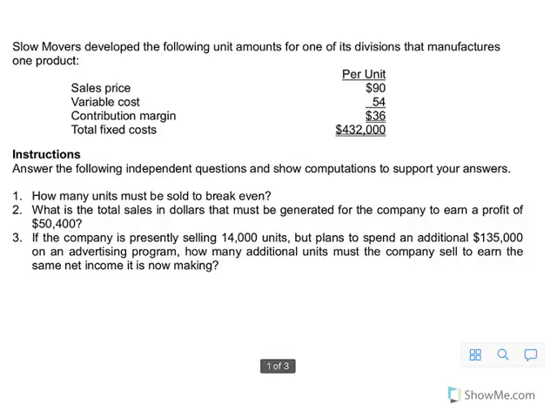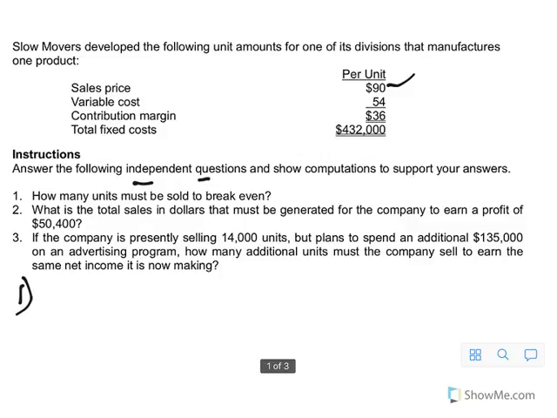Here are 5 problems on cost, volume, profit. Slow movers develop the following unit amounts for one of the divisions that manufactures one product. We have sales price 90, variable cost 54, contribution margin 36, fixed cost 432. Answer the following independent questions, and show how you got them.